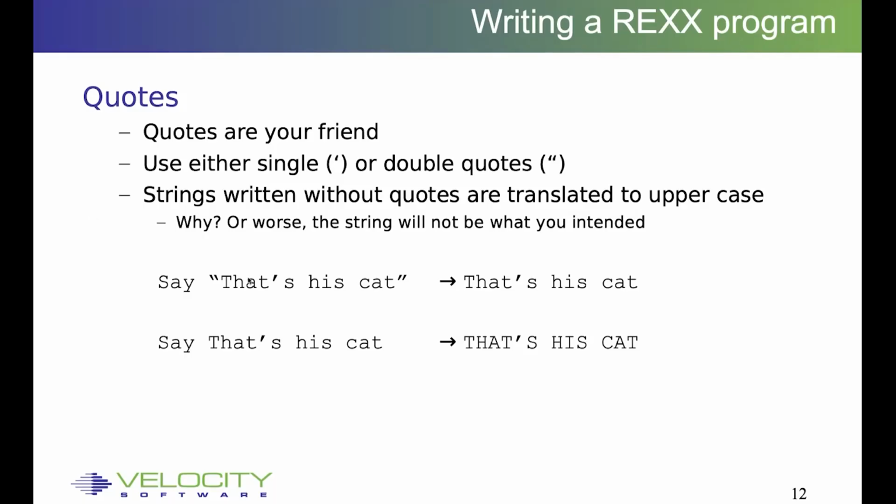The caveat here is if the string contains that type of quote, you have to use the other type of quote. So in this case, we had to use double quotes because there is an apostrophe character, which is a single quote, inside the string. The next example just displays the string in uppercase because REXX thinks these are all variables, and since they wouldn't be assigned, it would translate the whole string to uppercase.